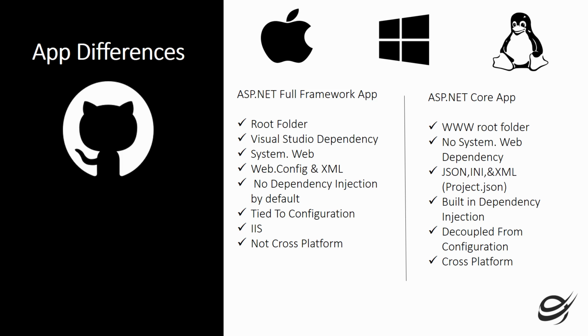For configuration in a full framework app, you have the web.config and XML. Now inside of .NET Core, we utilize a project.json. You can also use XML or an INI file. It allows different types of configurations to associate inside of your application.